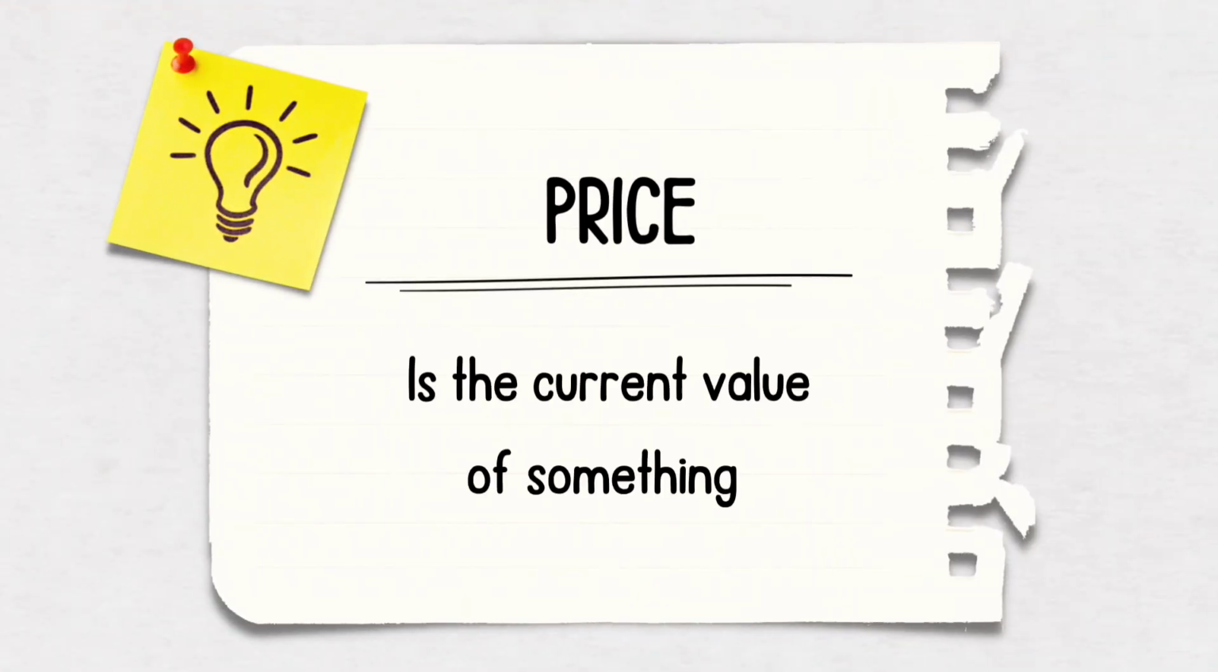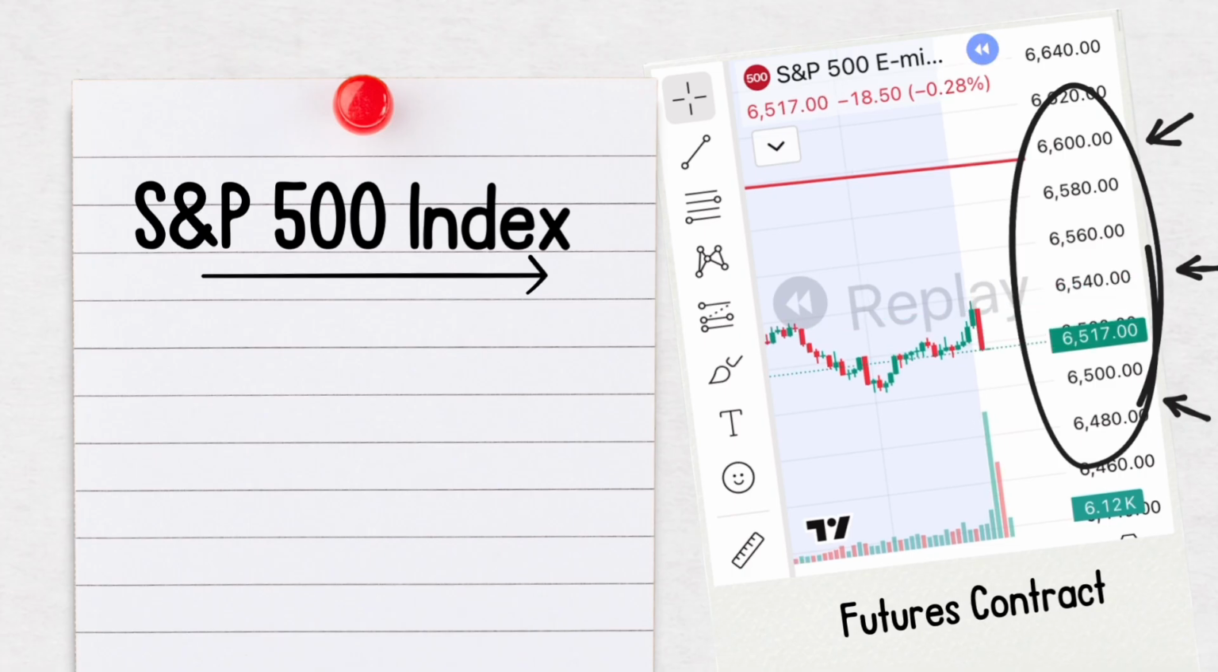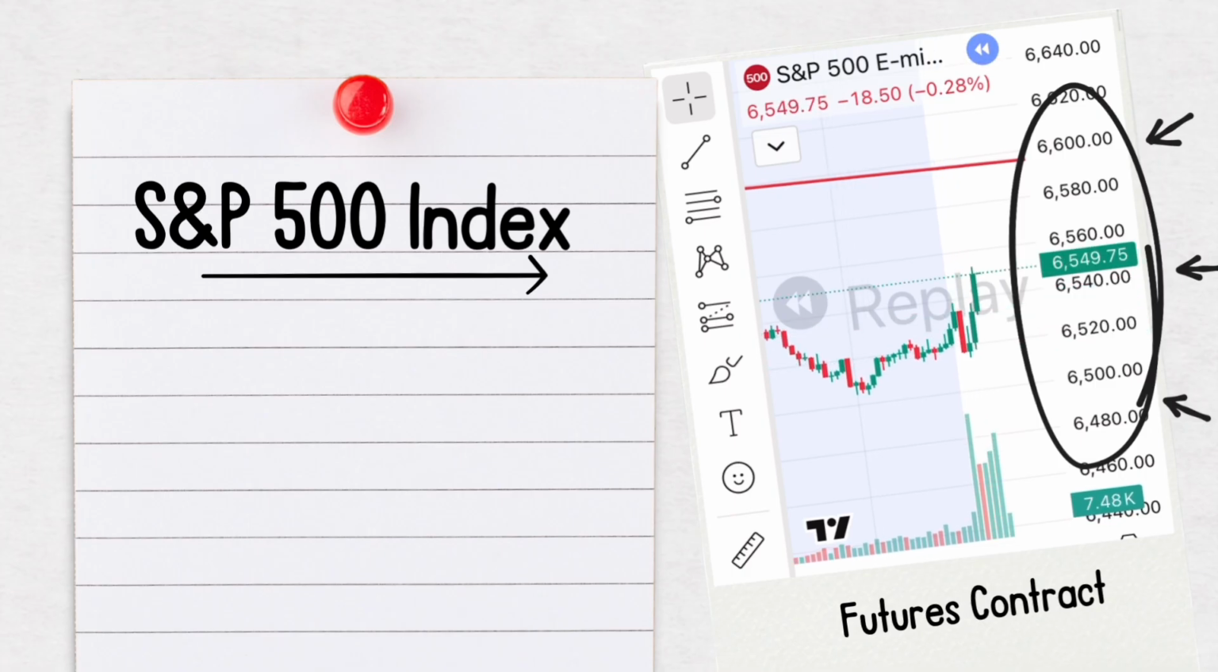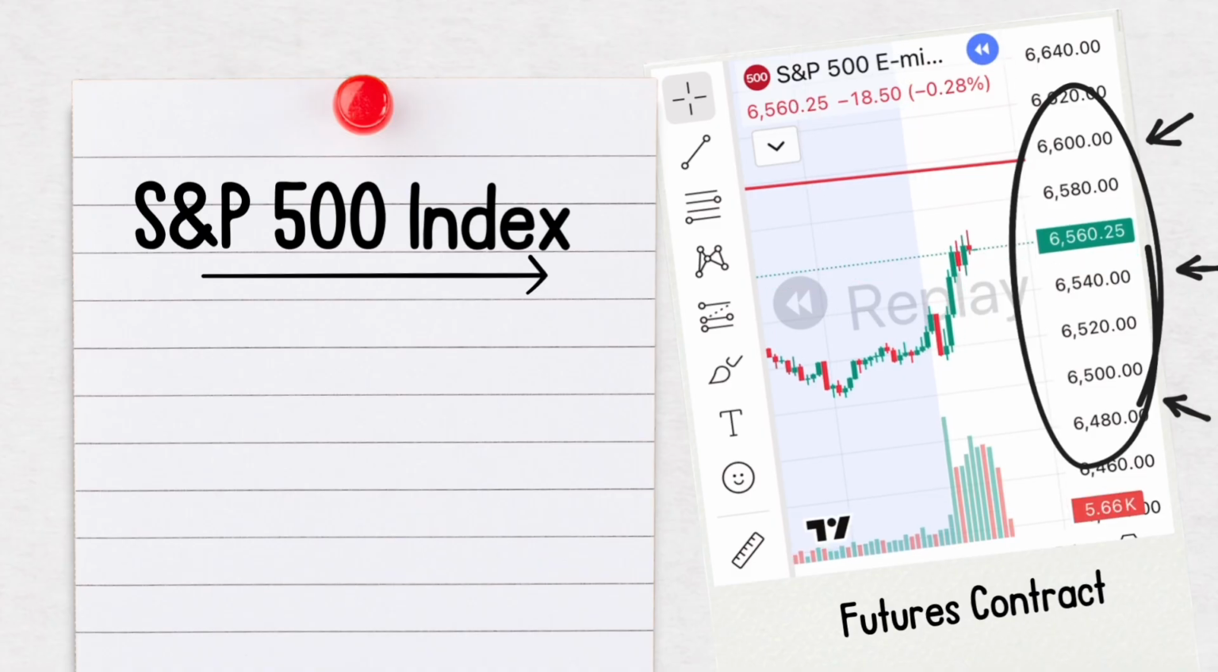Now, let's define price. Price is just the current value of something. So if you're looking at something like the S&P 500, that number you see on the side of the chart, that is the price. And that number is constantly changing. Every second, every minute, all day.